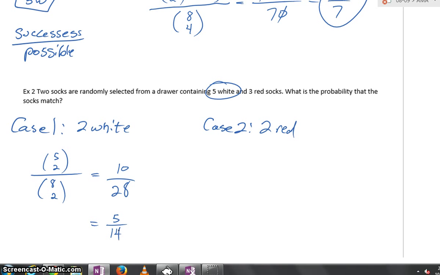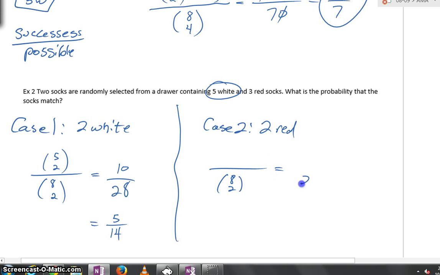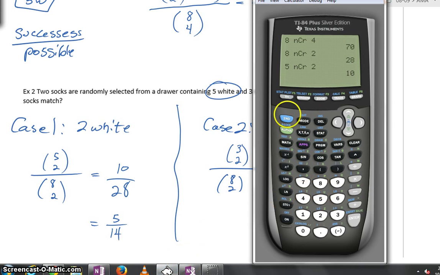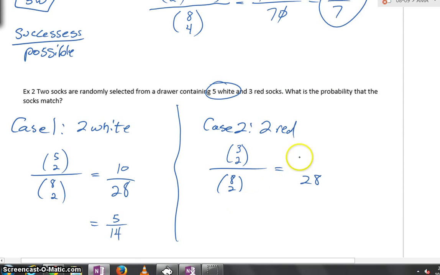Well, the red is so incredibly similar if you really think about it. You'd say, well, I still have 8 choose 2, and I already know that 8 choose 2 is 28. But now I want to select 2 red socks. So up above, what will I have up there? 3 red socks, choose 2 of them. And it won't take you too long to realize that 3 choose 2 is one of the more famous combinations you could get. It's just the number 3. You'd say, well, that's 3 over 28. You won't even be able to simplify that.